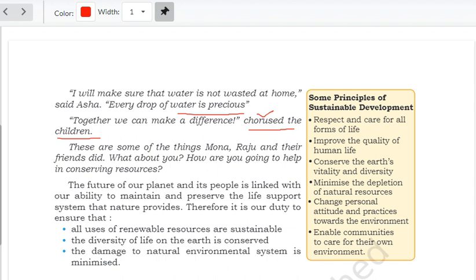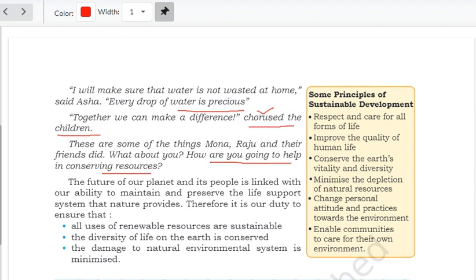These are some of the things Mona, Raju, and their friends did. What about you? How are you going to help in conserving natural resources?